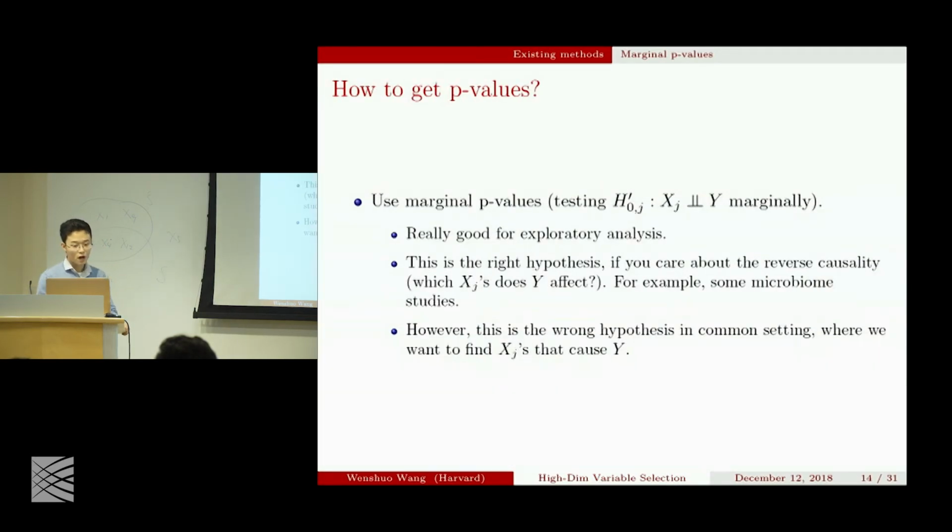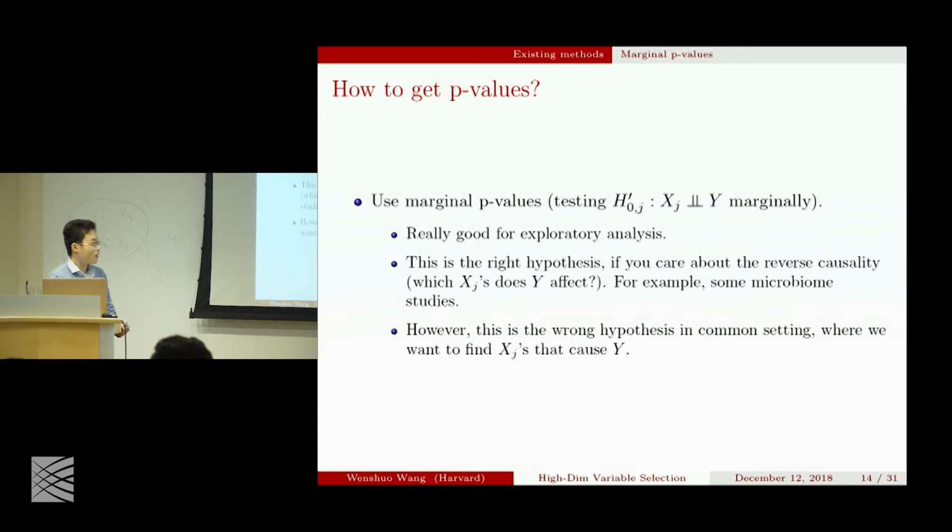So now what do we do? A very natural thing to consider is to just test the marginal dependence. I call it H0j prime: I just test whether xj and y are independent marginally, without conditioning on the other variables. This is definitely something people do. It's really good for exploratory analysis. Basically, I want a rough sense of which of the xj's could be important for y.